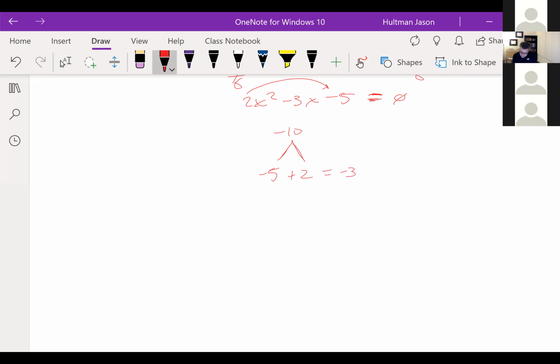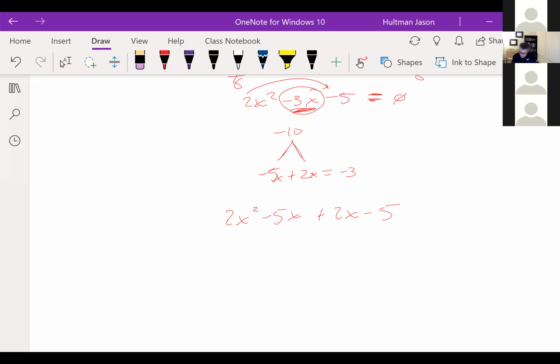Then I take this -5 and 2 and replace the middle term with these two values that have the variable x. So this is 2x squared minus 5x plus 2x minus 5. Now, did I change anything? Did I get anything for nothing here? No. I merely rewrote the -3x as -5x plus 2x. That's all I did.